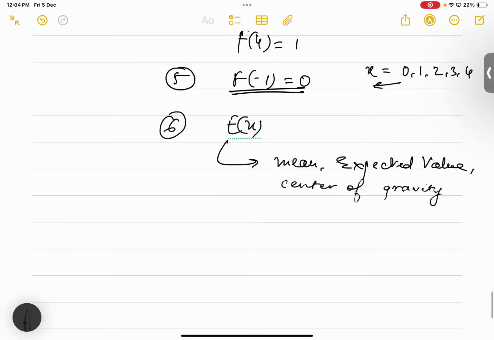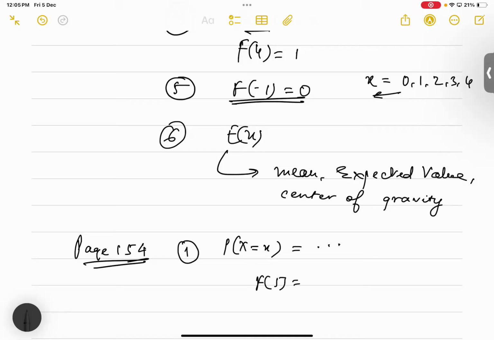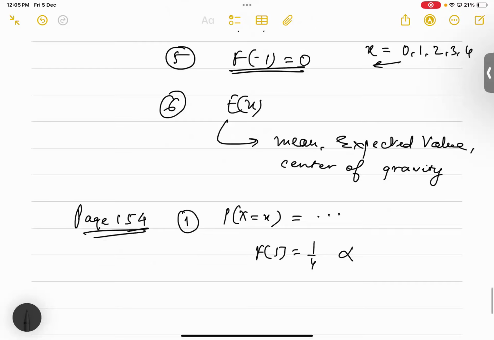True or false? Question number 1, same, page number 154. P of x equal to x. I'll not just copy this. Okay, F of phi, what have they said? 1/4. Is this correct? False. What should F of phi be? 1. Correct, no? So this is false.